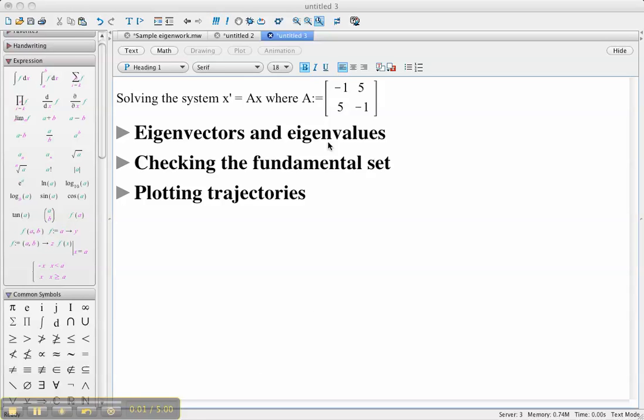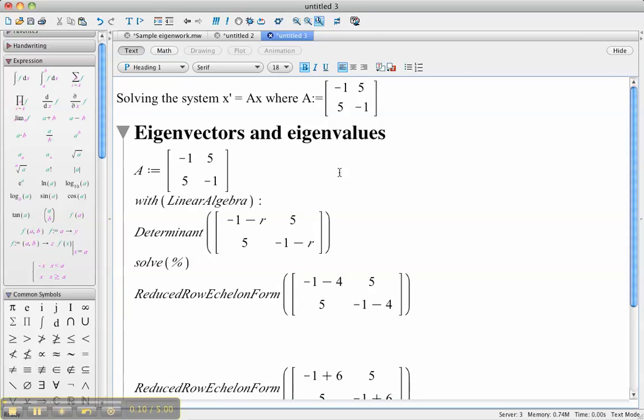Hey, differential equation students. We're going to be solving this system of differential equations where A is that matrix, and I'm going to take you through the steps. What's the first thing we need to do? We need to find eigenvectors and eigenvalues.